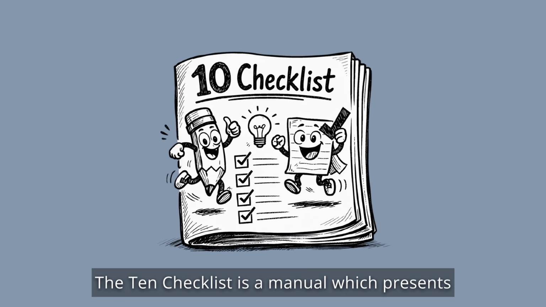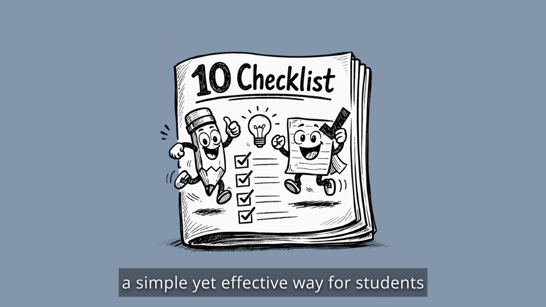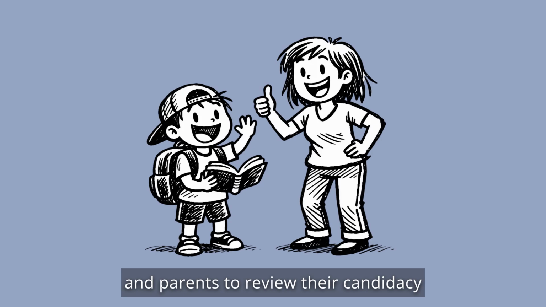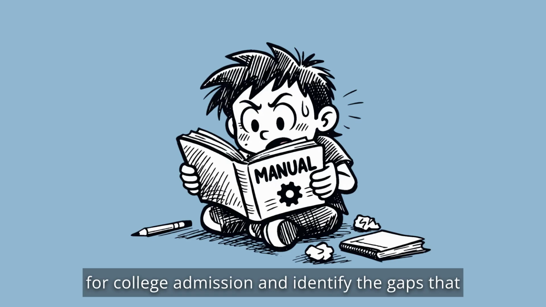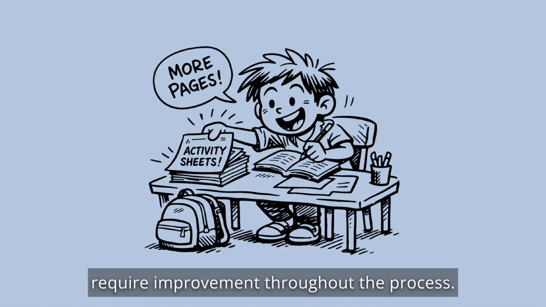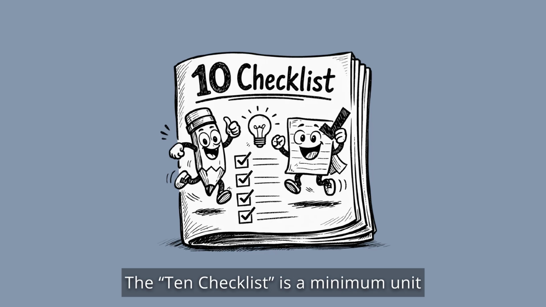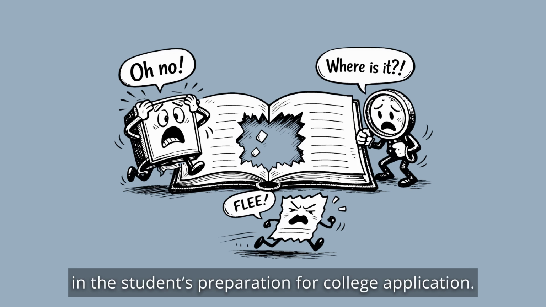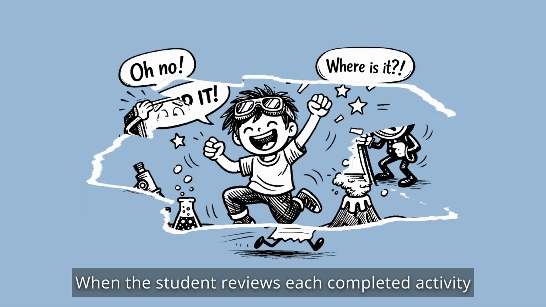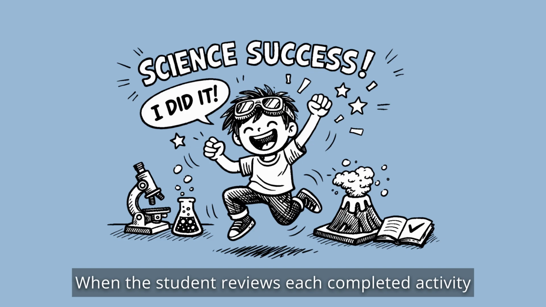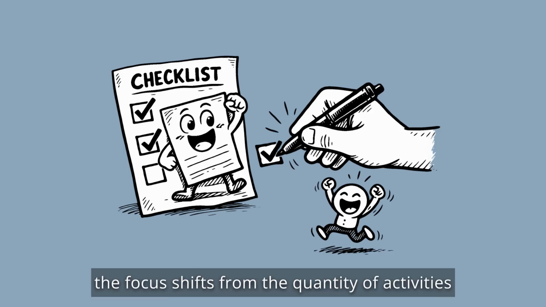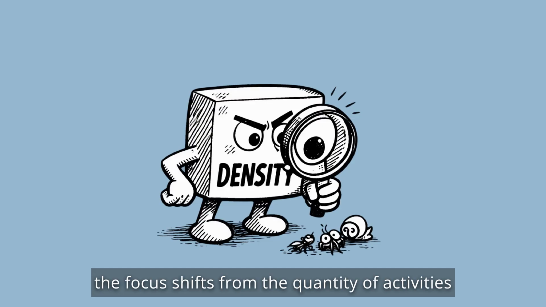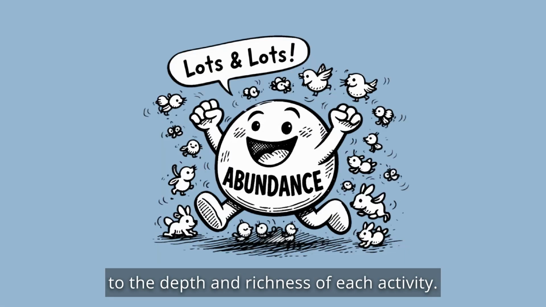The 10 checklist is a manual which presents a simple yet effective way for students and parents to review their candidacy for college admission and identify the gaps that require improvement throughout the process. The 10 checklist is a minimum unit for identifying what is missing or underdeveloped in the student's preparation for college application. When the student reviews each completed activity using this checklist, the focus shifts from the quantity of activities to the depth and richness of each activity.